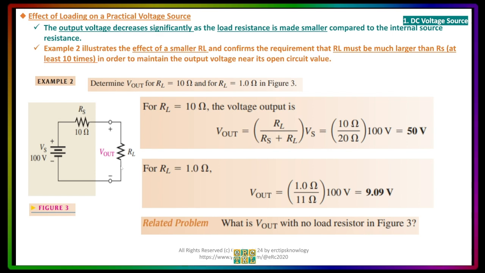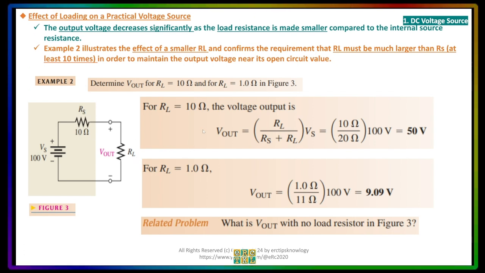You see that? Imagine from 100 volts of the voltage source, it's only giving 50 volts to the RL. That's too much cutting of voltage. And why did that happen? Because our RL is only 10 ohms, and it's equal to the 10 ohms of RS.